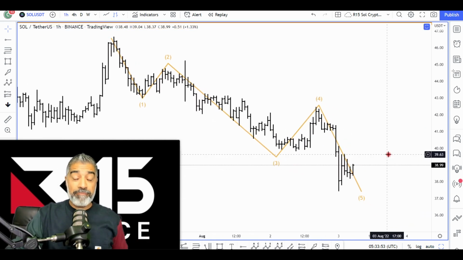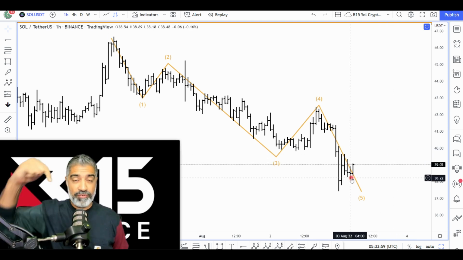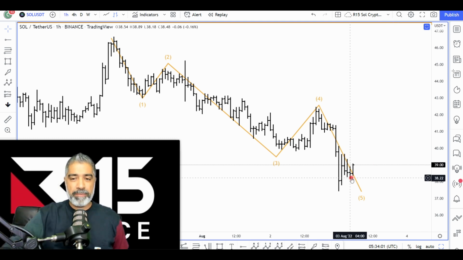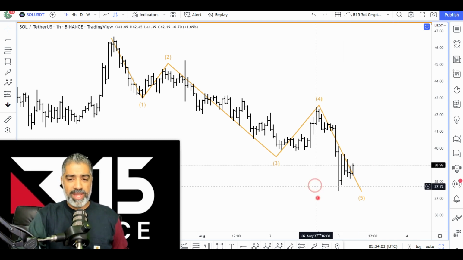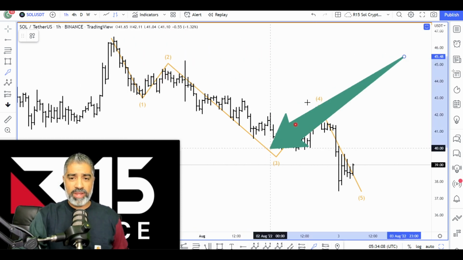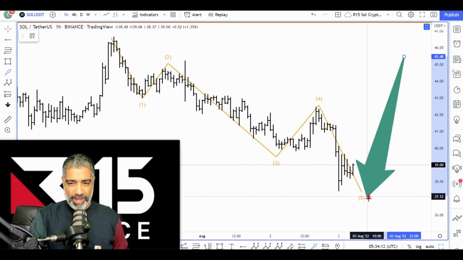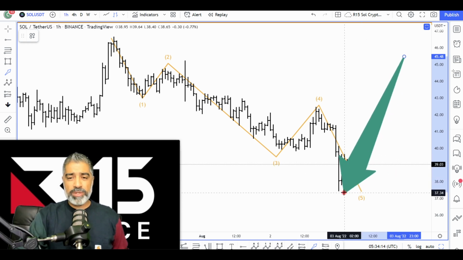So now we've got a 5-wave sequence, and I was waiting for this because there were a couple of factors that I wanted to see before shorting Solana, literally betting on the price going down and making money as the market goes down. I wanted to see this 5-wave structure, 1, 2, 3, 4, 5. This might not be complete yet. We might get one more leg to the downside, but let's just say it was complete.